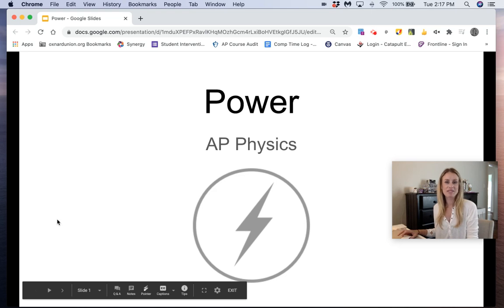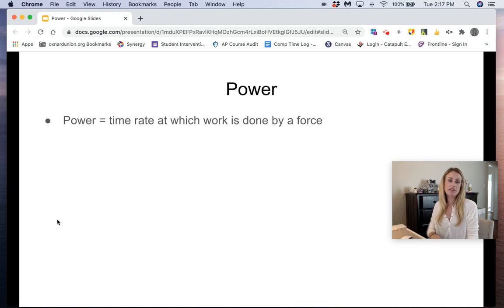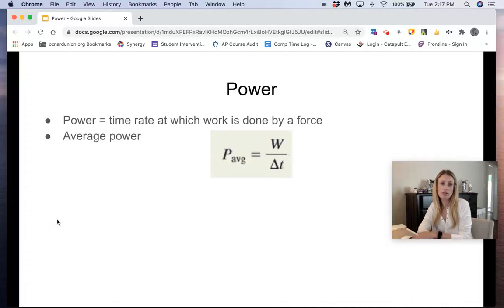Hi everyone. Today we're going to be talking about power. So the definition of power is the time rate at which work is done by a force. So if we look at the power equation, we get power is equal to work divided by time. So this is going to be the rate at which work is done on an object.